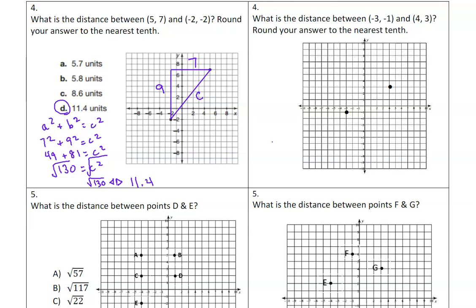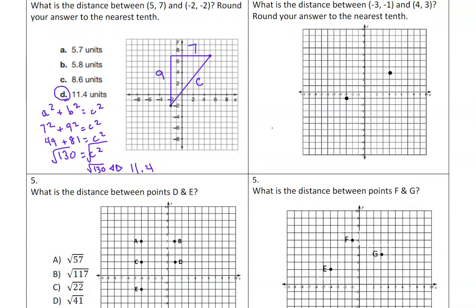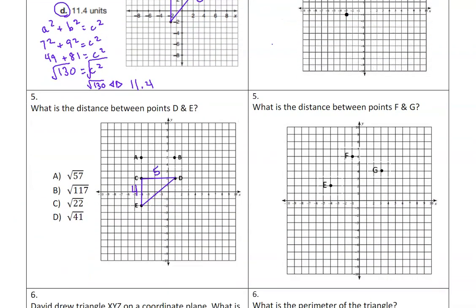Number 5 is very similar. We are trying to find the distance between D and E. So I will have to draw a line between D and E. I'm going to draw a right triangle. It happens to hit this corner C if I draw it this way, but you don't have to go that way. If I count the side lengths, I actually get 4 and 5, and you may notice these are the same numbers from number 3.